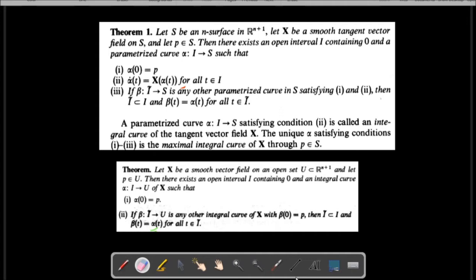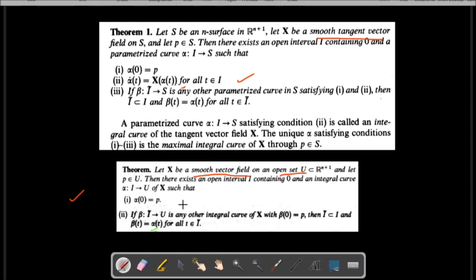So here, this looks like some theorems that we have learned already in your previous chapters. I think I have quoted the theorem below. Just check the difference between these two theorems. In the first theorem we have S an n-surface. Here they are not mentioning any n-surface, and X is a smooth vector field only. Here it is a smooth tangent vector field on S. Here it is on an open set U. Okay, and let P be an element of S, then there exists, and the remaining part is all similar, and we have an extra condition also here to prove. So you will definitely use this theorem to prove this theorem.